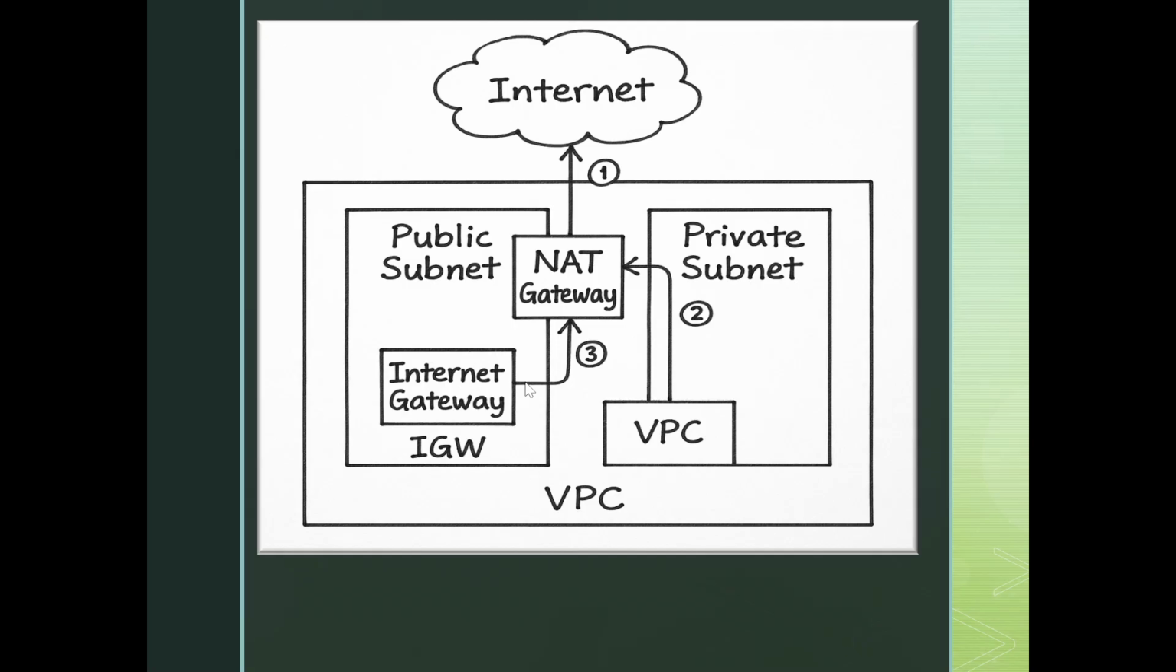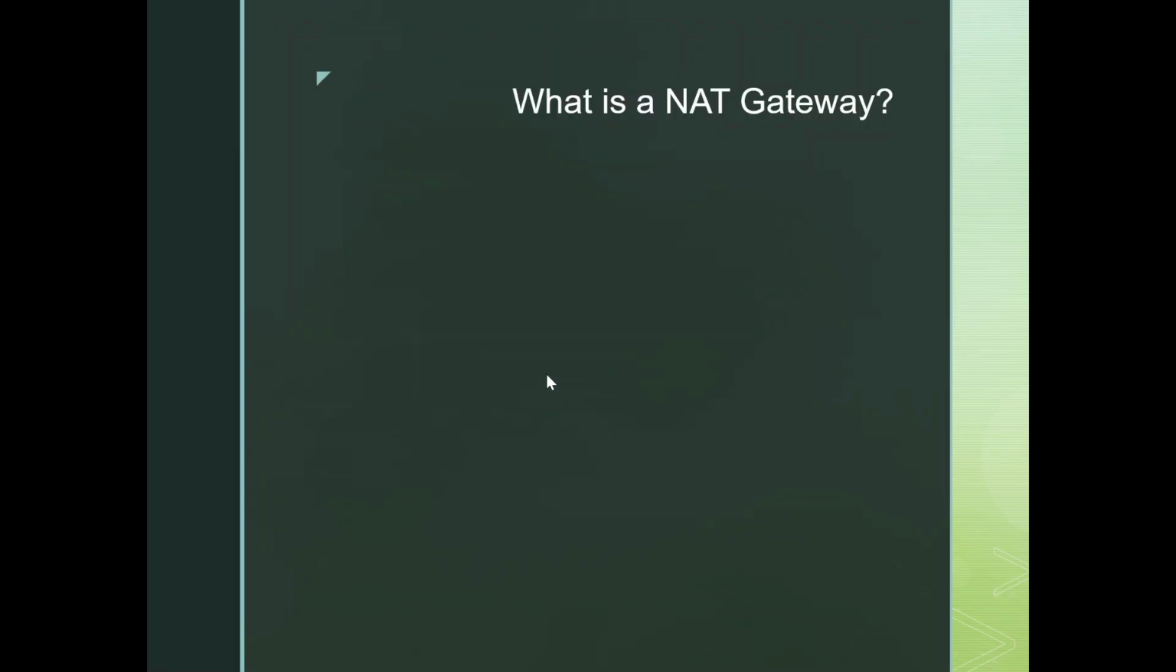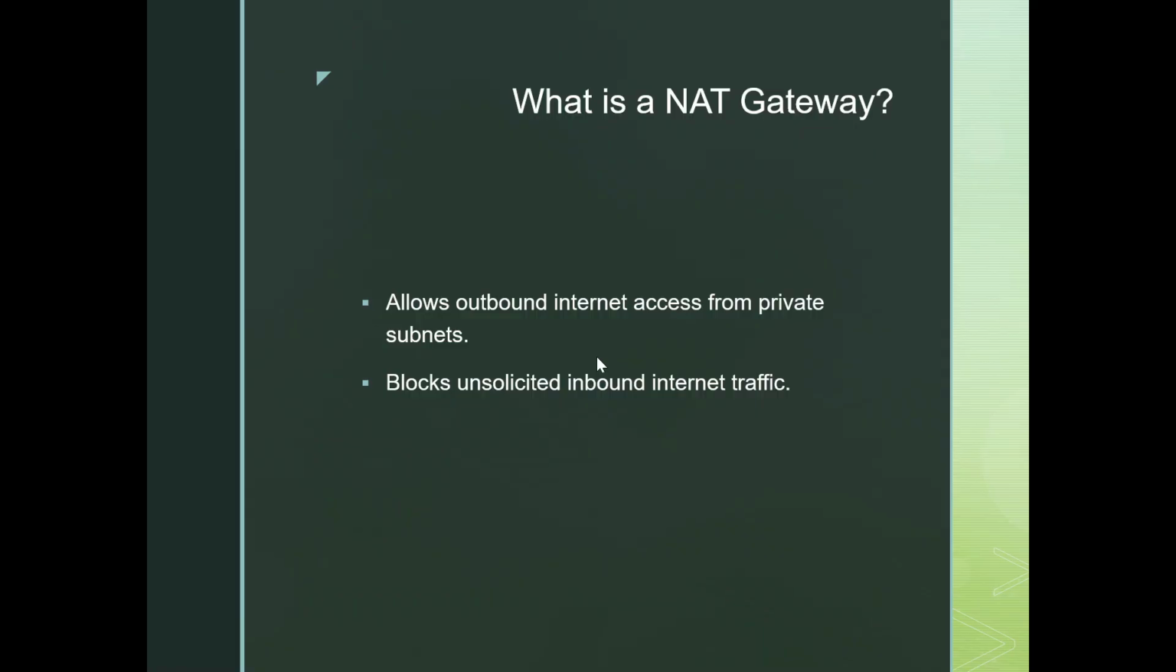Now we'll see the important points. We already know what a NAT gateway is. Let's go through it once again. It allows outbound internet access from private subnets, as we explained earlier. Allow only outbound internet access from the private subnet. Next, block unsolicited inbound internet traffic. Next point, keep private servers secure and hidden from the internet.